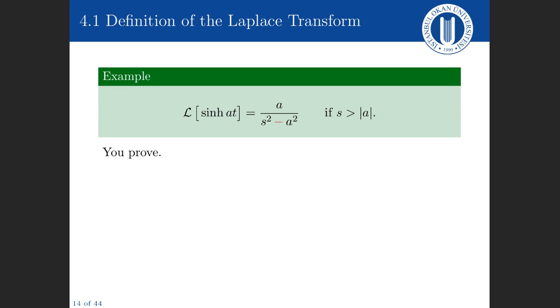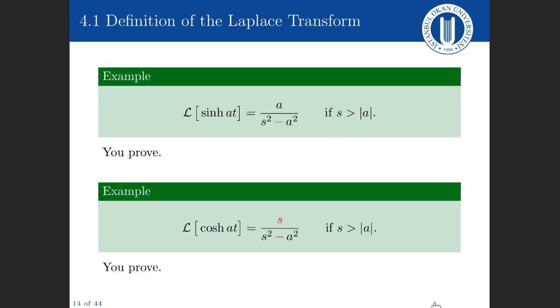Or we could do this for sinh. Let me remind you that if I had sin(at), it was a over s squared plus a squared on the bottom. For sinh, we do exactly the same calculation, integration by parts 2 times. We find almost the same thing, except we have a minus sign on the bottom.